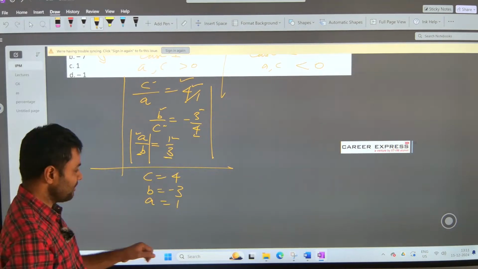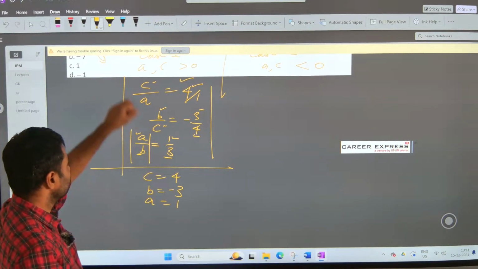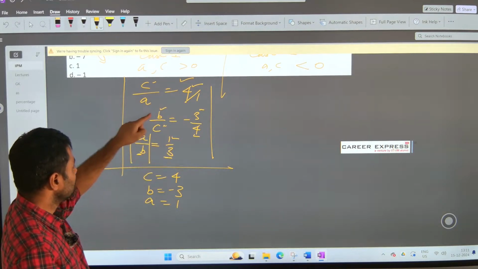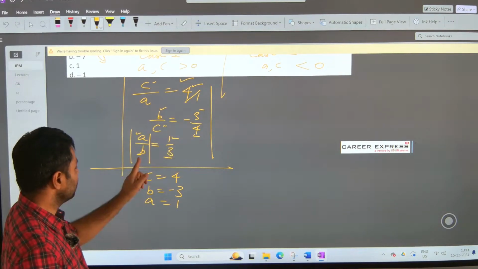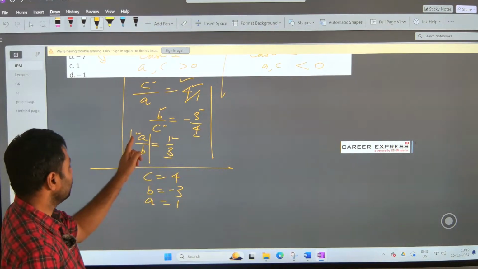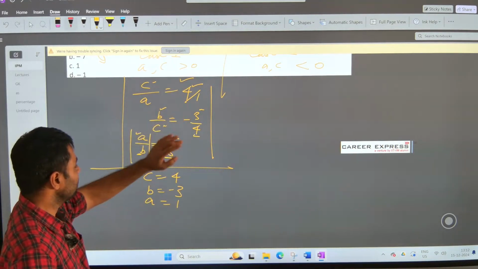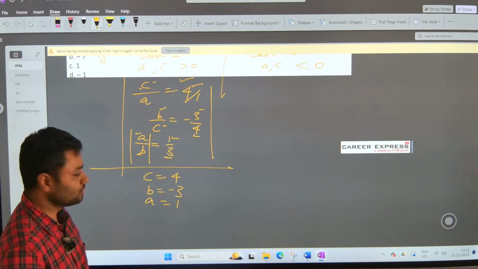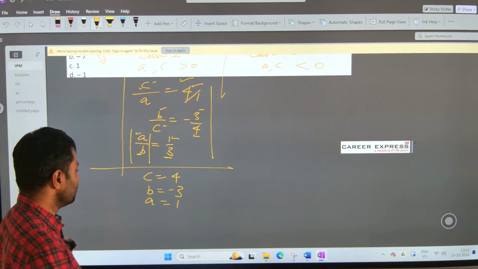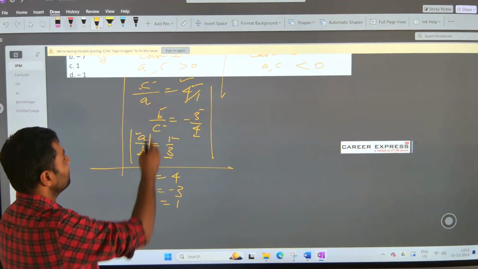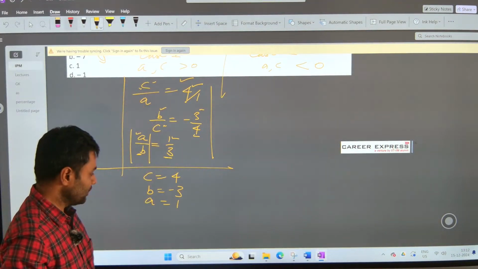I will again repeat why I concluded this. Because in front of C I have 4, in front of A I have 1. In front of B we have minus 3, in front of B we have 3. So B can have that value 3. A is 1 here and A is 1 here too, so A can have that value 1. Similarly C is 4 and C is 4. So we can conclude that A, B, C will have these values. A and C are positive, that we assumed.